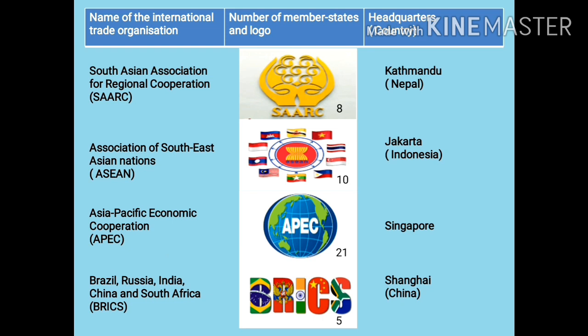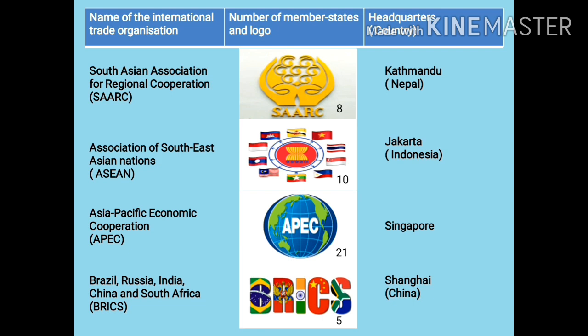The next one is South Asian Association for Regional Cooperation, SAARC. Its headquarters is situated in Kathmandu, Nepal. The function is finding satisfactory solutions to the common problems faced by countries in South Asia, increasing social welfare, raising the living standard and increasing regional cooperation among member nations, and its aim is to remove the unrest in South Asia.